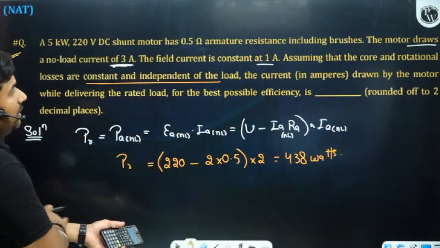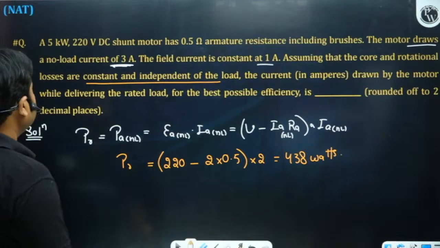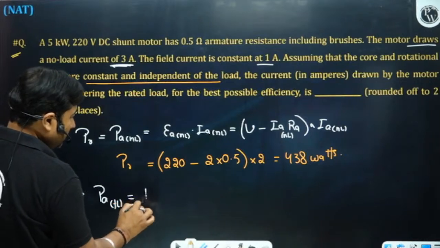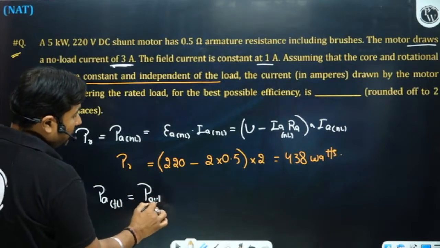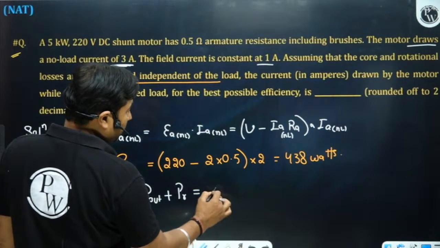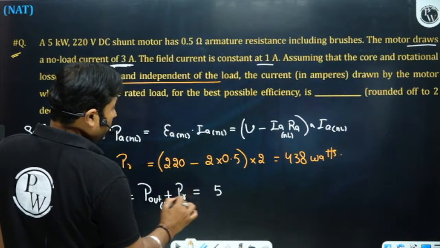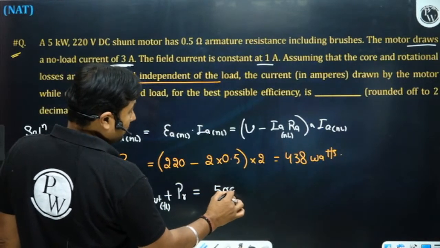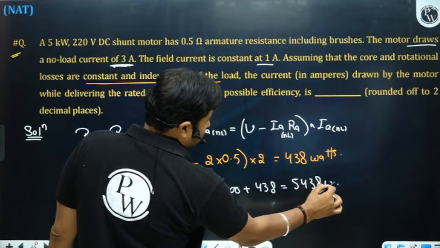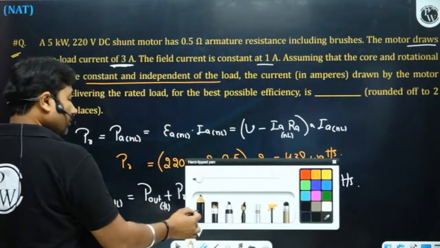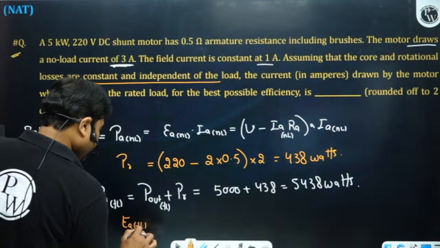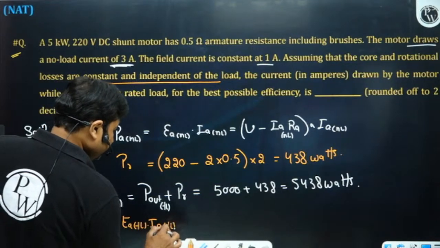Now when it delivers a rated load, armature power under full load is output power plus rotational losses. Full load output power is 5 kilowatt plus 438 watts. What is armature power? Armature power is EA under full load condition into IA under full load condition.